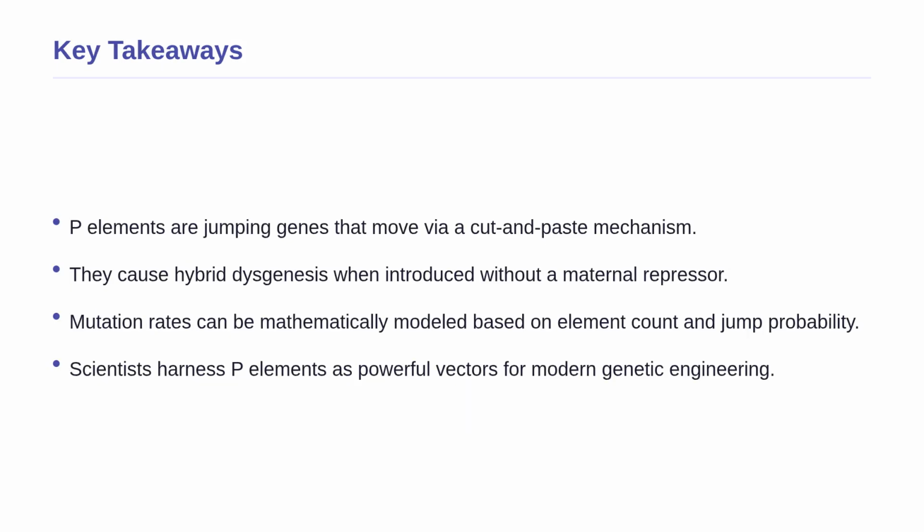We have covered a lot of ground today, so let us summarize the most important ideas. First, P elements are fascinating jumping genes in fruit flies that move using a cut-and-paste mechanism driven by the transposase enzyme. Second, we learned that they are the primary cause of hybrid dysgenesis, causing sterility and mutations, but only when introduced into an egg lacking a maternal repressor.